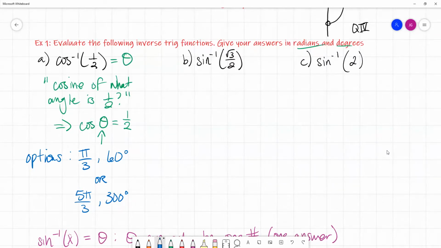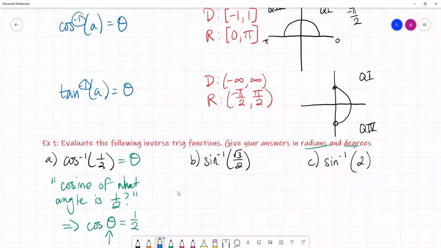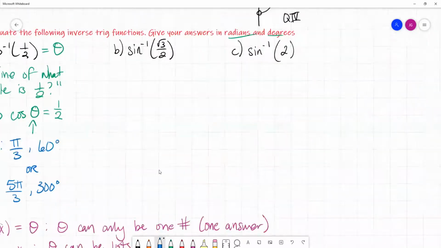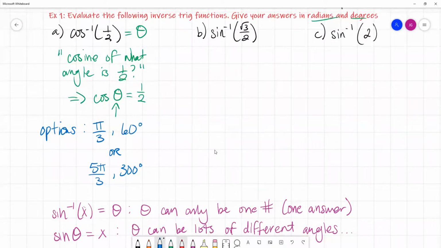They both can't be the answer. Notice it looks like there are 4 different answers, but these two go together and these two go together, because they represent the same angle. They're just in different units. But again, I can't have more than one answer because this is a function. So now here's where I use this range. My range is 0 to pi. Which one of these is between 0 and pi? This one right here is our answer, because pi over 3 is between 0 and pi.